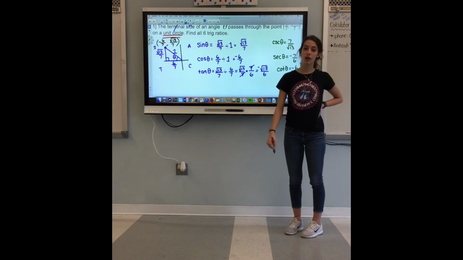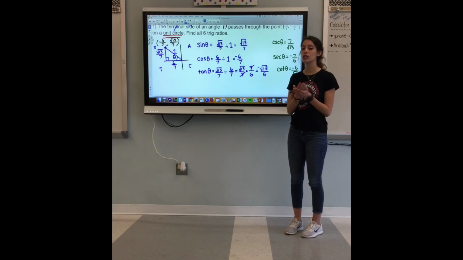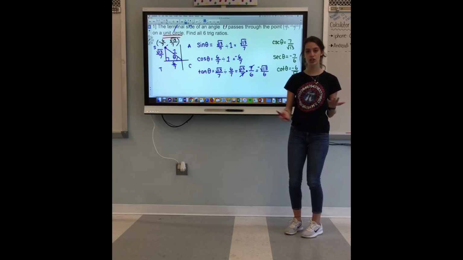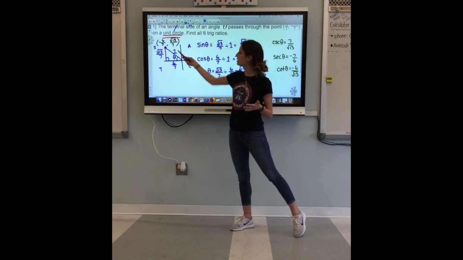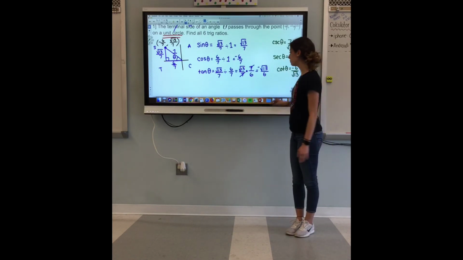And that's how you find all 6 trig ratios on a unit circle. It's the same thing we did yesterday. The only difference is the hypotenuse is 1.